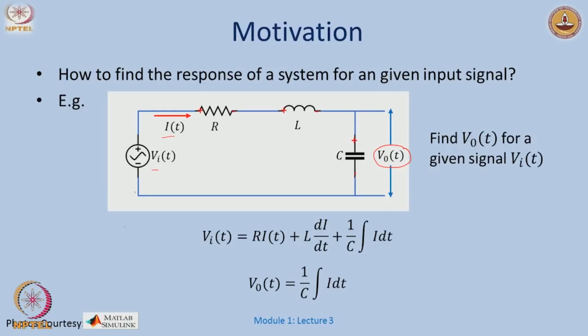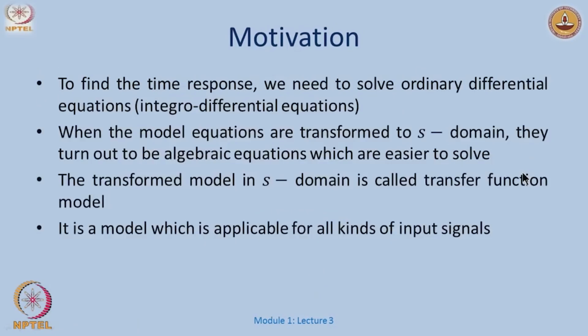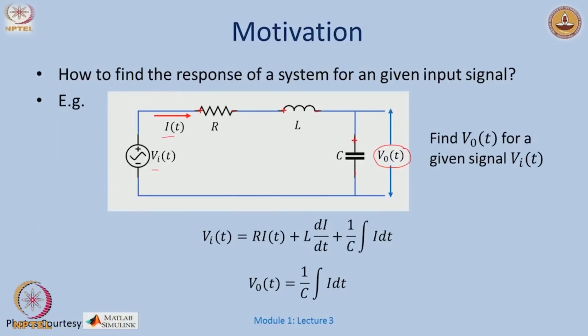I would start writing down the appropriate voltage law, that Vi is R times i plus L di by dt plus the voltage across the capacitor, which is 1 over C integral i dt. Now, the problem is to find Vo for a given Vi. So, what does this mean? To find the time response, or how Vo changes with a given Vi, we need to solve certain sets of ordinary differential equations, or sometimes even integro-differential equations. You see the little integral term over here.